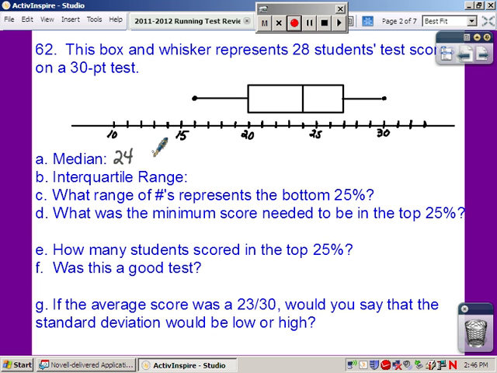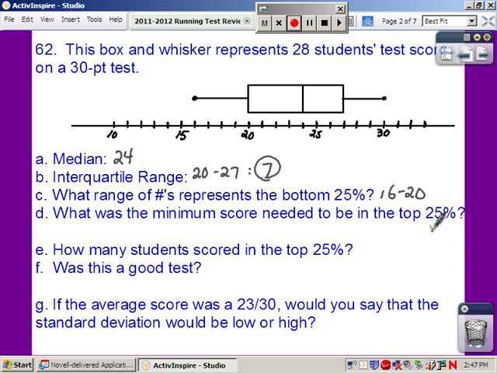What's the interquartile range? Inter means between the quartiles. So here's the first one, and here's the other one. It goes from 20 to 27. That means the interquartile range is 7. What range of numbers represents the bottom 25%? That's the left whisker. So the left one goes from the lowest 16 up to 20. So this answer would be 16 to 20.